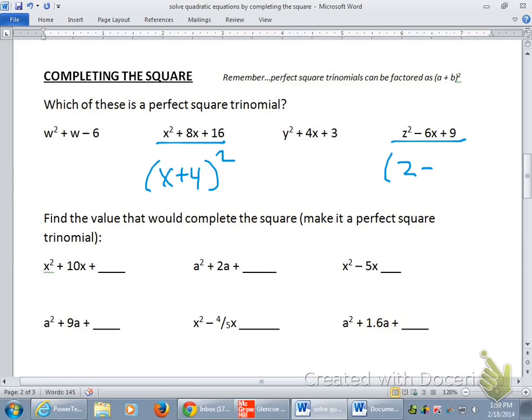Oh, I see, I did x's and z's. I see. All right. Okay, z minus 3 squared. Sorry about that. Those should have all been consistent. But you told me that these guys here could not be written that way, right? Okay. So, can they be factored at all?